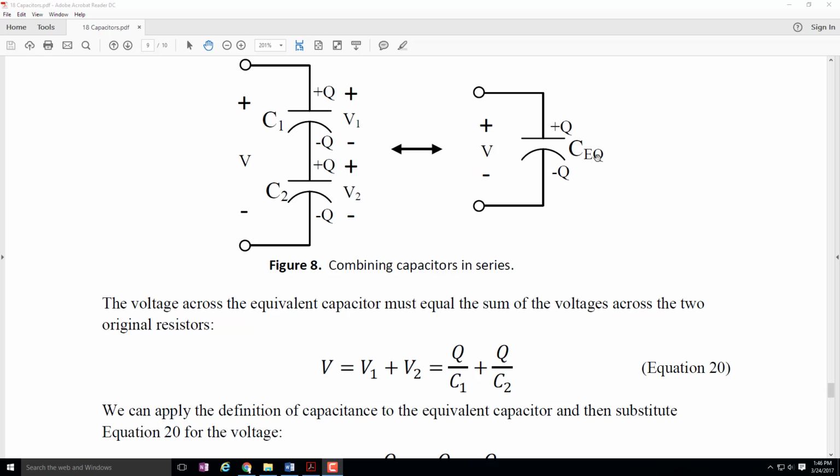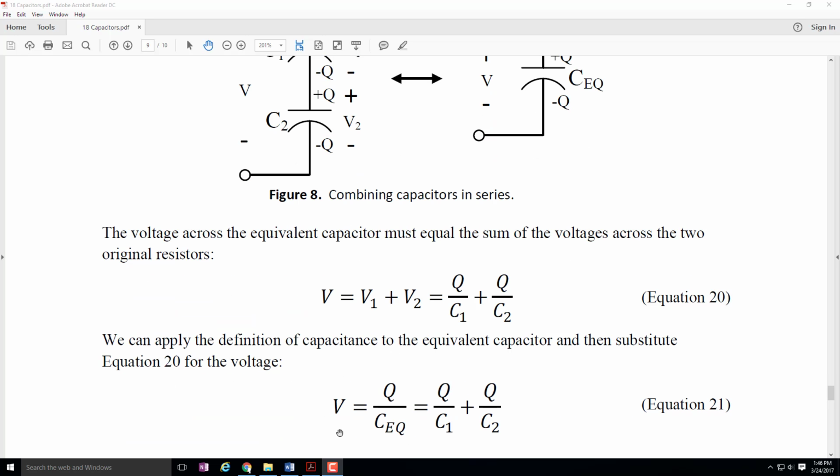Well, we also know that by the definition, V over here has to be equal to Q divided by C equivalent. So that's the definition of capacitance in a way. So V equals Q divided by C equivalent, but from up here, V is also equal to Q divided by C1 plus Q divided by C2. So I can put that into equation 21 as well.